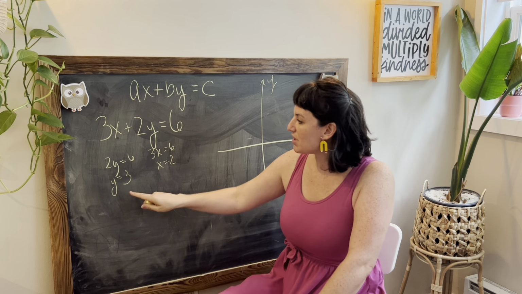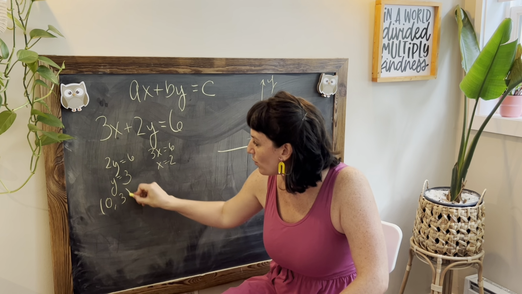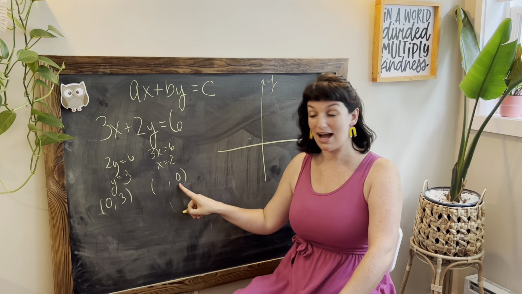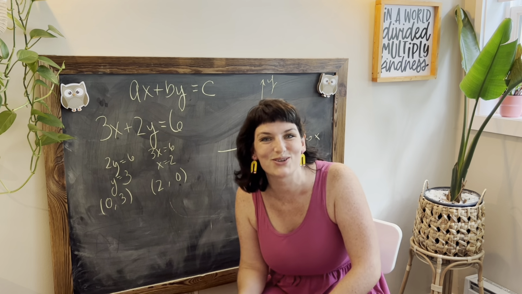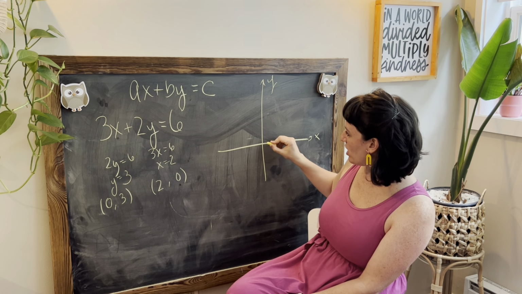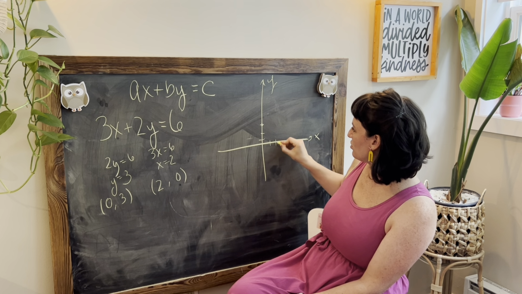Why? Because when I plugged in 0 for x, I was left with y equals 3. When I plugged in 0 for y, I was left with x equals 2. So I'm going to graph, plot those points, (0, 3) and (2, 0).